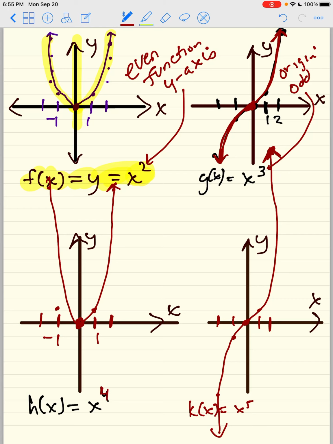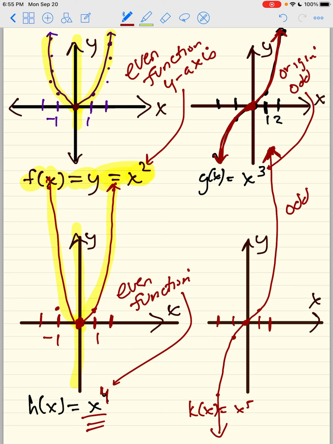x to the fourth is symmetrical with the y-axis, and therefore it's going to be an even function, which also has an even degree, by the way. Even, and this is odd. x to the fifth is an odd function, so it's symmetrical with respect to the origin, okay?